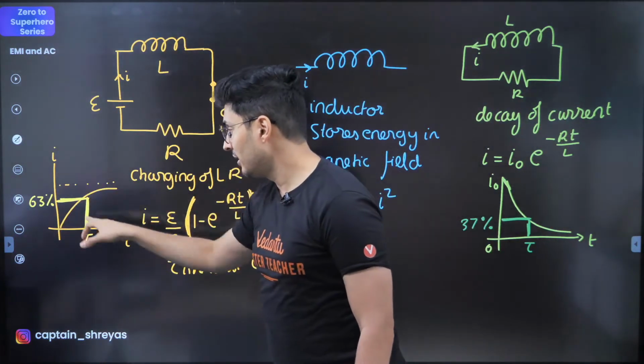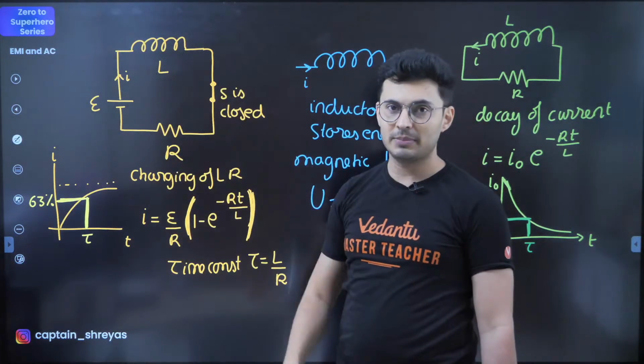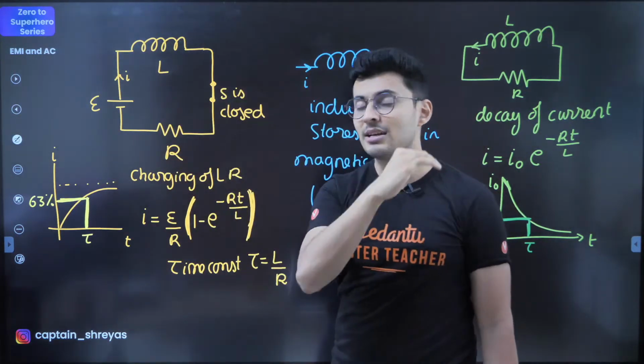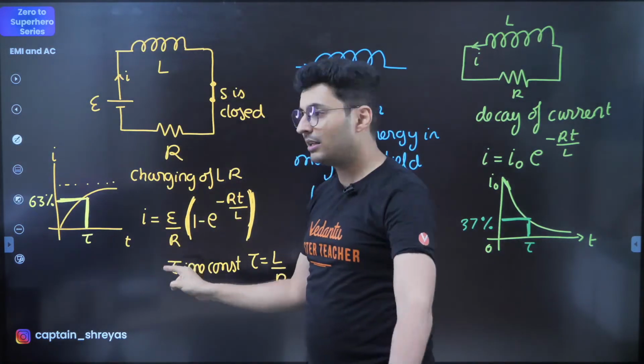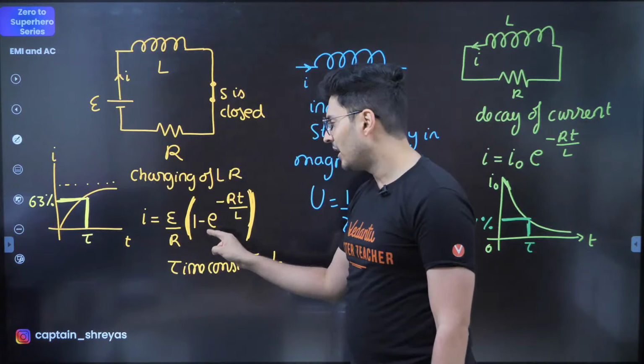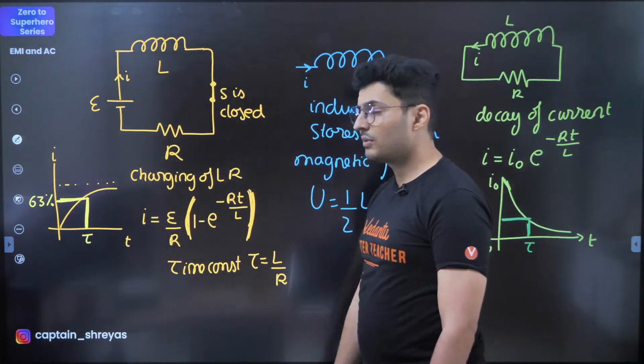So the current with time grows like this. Takes some time. Slowly it builds up. And finally it reaches a steady state value. That function, via integration and applying KVL, comes out to be like this. I is equal to E by R, times 1 minus e to the power minus Rt by L. That's a standard result which you should know.